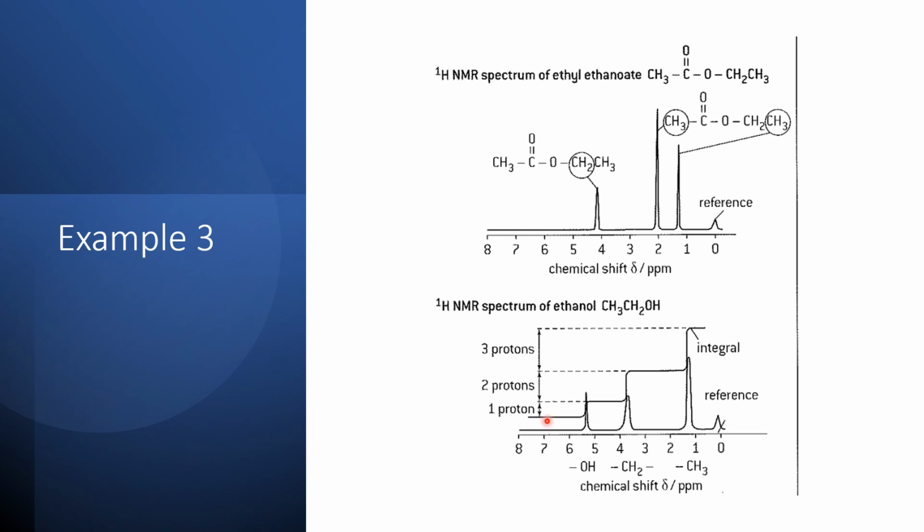These are other examples as well, of ethyl ethanoate and of ethanol here again. You can see both of them have the references there, and you have the integral peaks. The hydrogens that are closer to the more electronegative elements or closer to the carbonyl groups are going to be more downfield, towards that side.